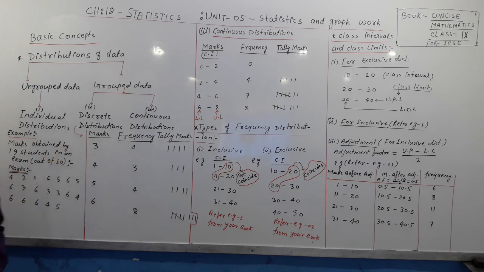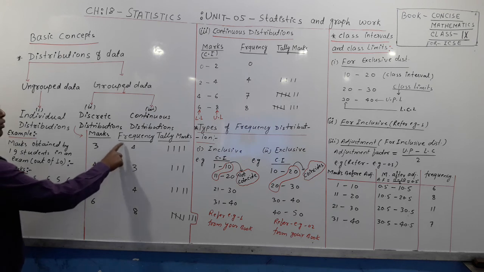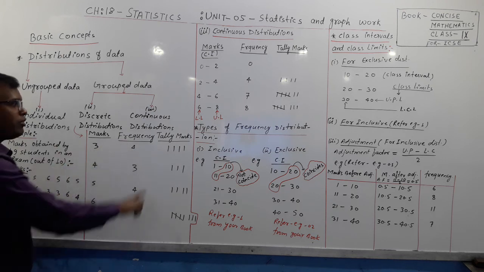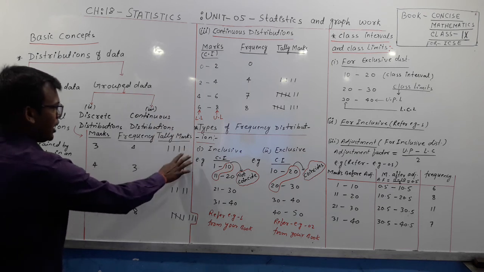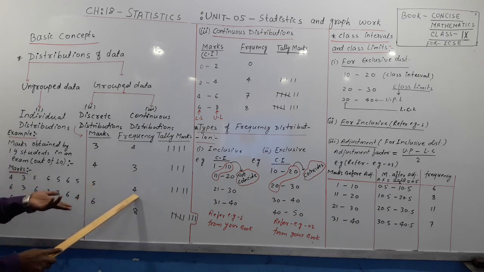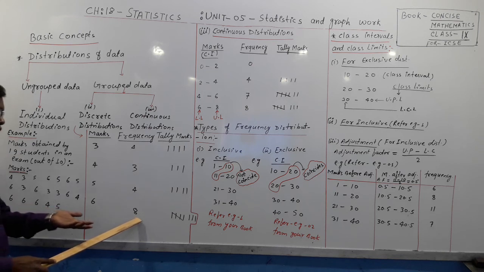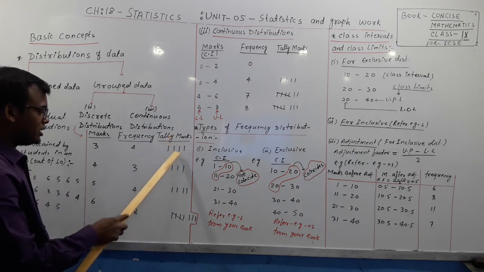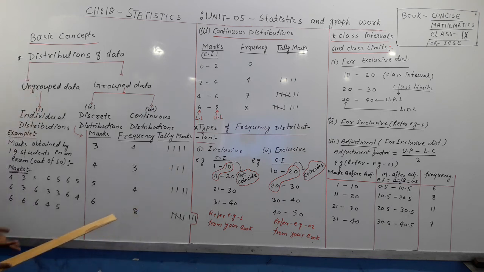If I ask how many of you obtained 3 marks in mathematics out of 10, those who got 3 marks will raise your hand, and I will count one by one: 1, 2, 3, 4. So the frequency of mark 3 is 4, and we write tally marks 1, 2, 3 and 4. Similarly, 4 marks: 3 students. 5 marks: 4 students. Similarly, 6 marks: 8 students. And these are the tally marks, which we already learned in classes 6, 7 and 8.